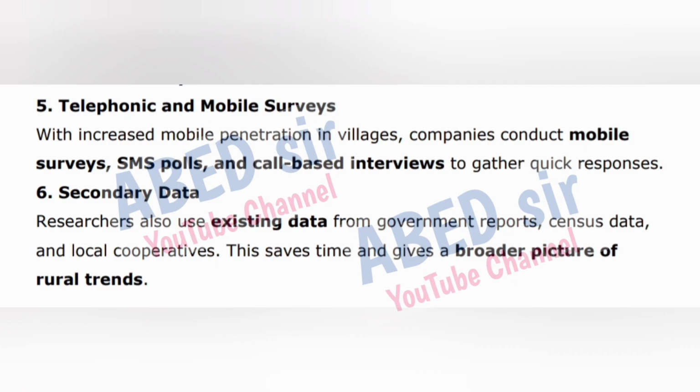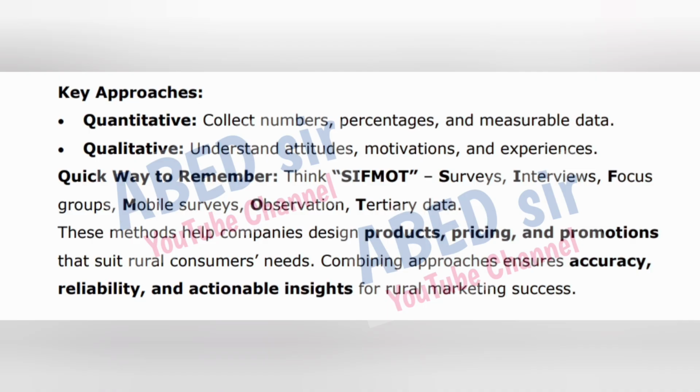6. Secondary data. Researchers also use existing data from government reports, census data, and local cooperatives. This saves time and gives a broader picture of rural trends. Key approaches. Quantitative, collect numbers, percentages, and measurable data. Qualitative. Understand attitudes, motivations, and experiences.